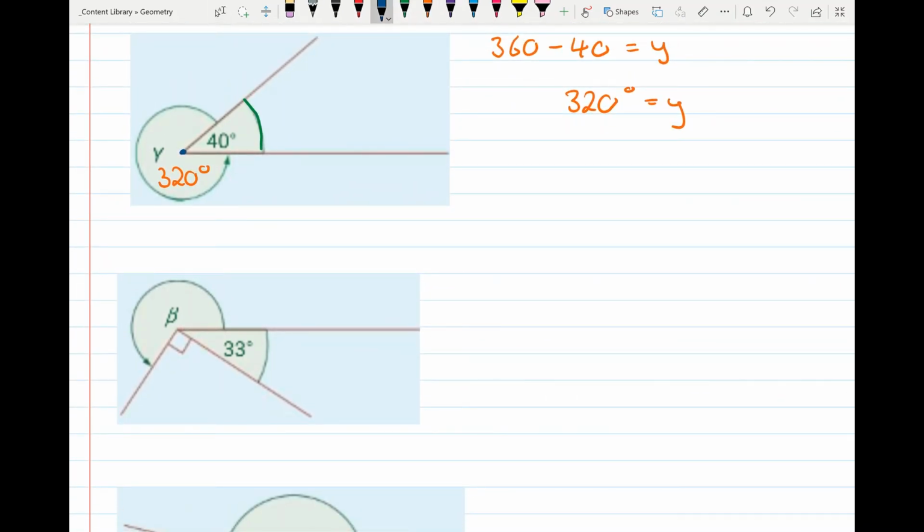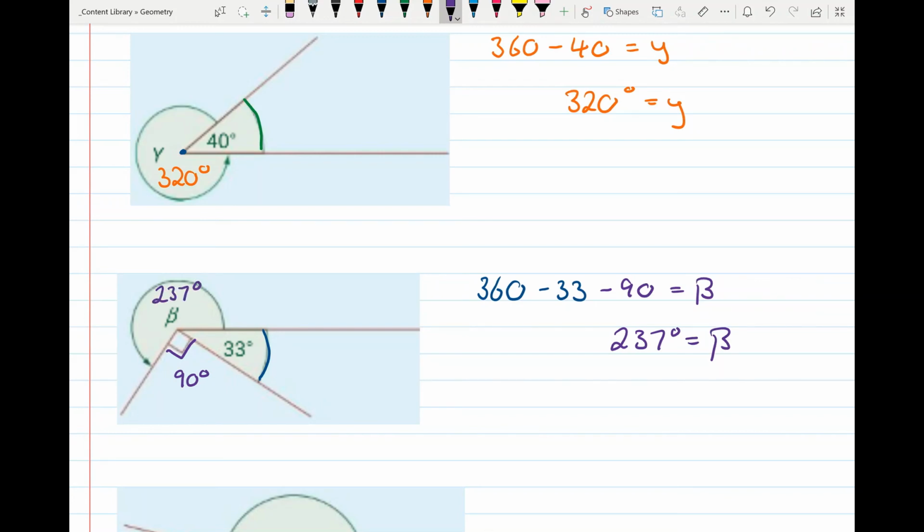Just two more examples. This one, it's about a point again, so it's all going to have to add up to 360 degrees. 33 degrees is the first part, so I'm going to take away 33 degrees. We have this symbol here again, which we recognize as 90 degrees. So I'm going to subtract 90 degrees from 360, and whatever's left over will be our remaining missing angle, beta. 360 subtract 33 subtract 90 gives us 237 degrees. So the angle beta is 237. And when you add up 237, 33 and 90, it gets you back to 360, the full rotation.